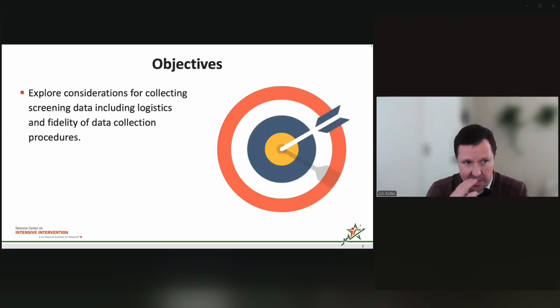But today we're really focusing on logistics. What are some things we want to think about to make sure that we get those high quality data points that will let us change instruction for our students?